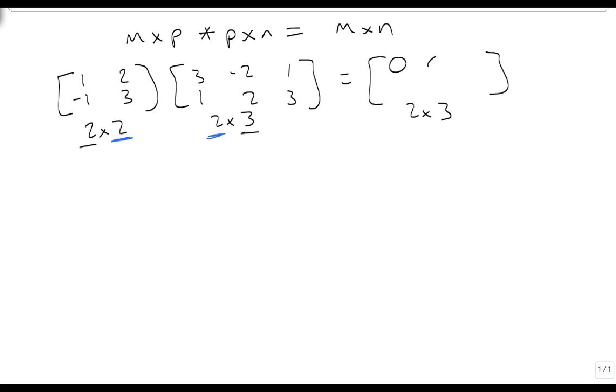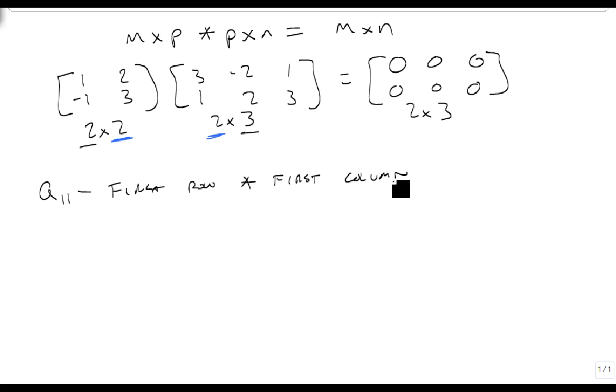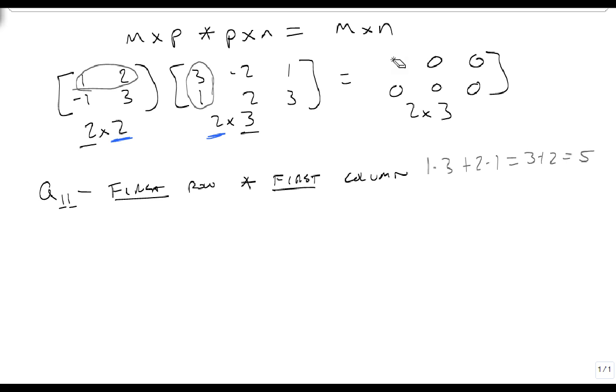But this has 6 entries that we don't know. To make this a little easier to understand, I'm going to start with A11, and I'm going to write this out once, but from here on out I'm going to just say it: it's the first row times the first column, where this and this come from here and here. So that gives me 1 times 3 plus 2 times 1, which is 3 plus 2, which is 5. So my entry A11 is a 5.